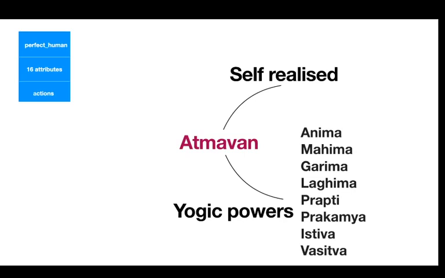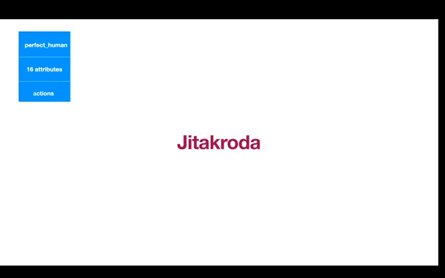Anima, Mahima, Garima, Lagima means the ability to make your body small, make your body large, make it weigh nothing, or make it more heavy, things like that. These kinds of yogic powers, if somebody attains, those people are called Atmavan.